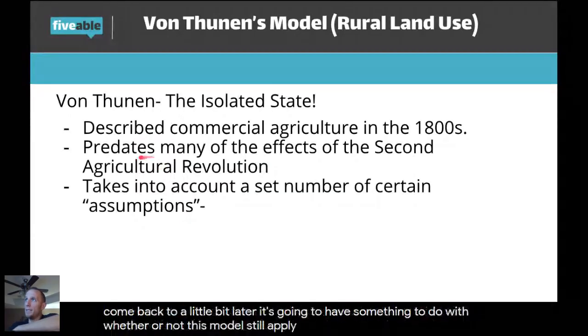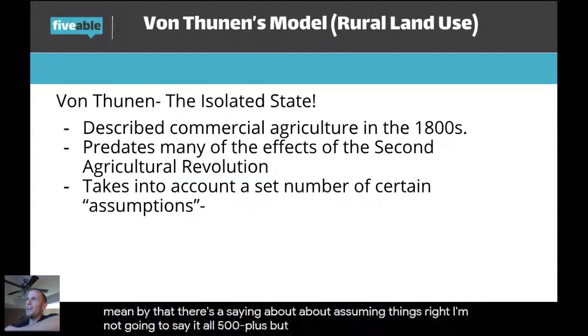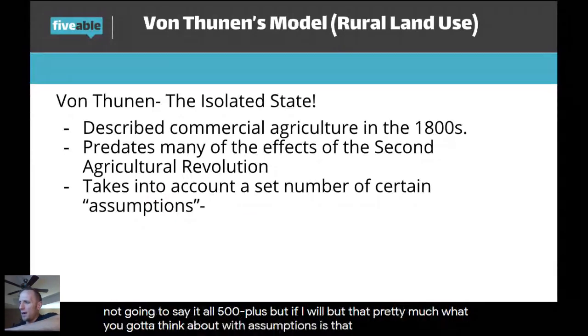Also, von Thunen takes into account a set number of assumptions. So what do we mean by that? There's a saying about assuming things, right? And I'm not going to say it on Fiveable Plus, but on Fiveable. What you've got to think about with assumptions is that they're not always necessarily rooted in fact, or they're not always 100% true.